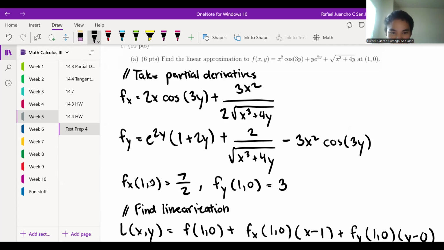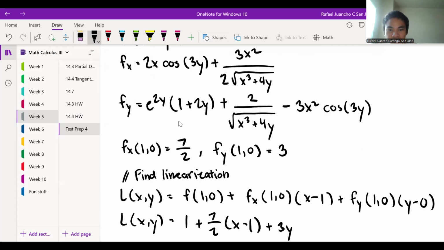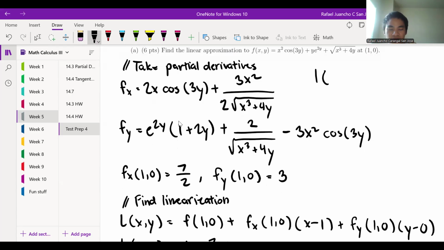Now here, this is going to be different. E to the 2y, I plug in the zeros, I get 1. Because I plug in the 0, I get 1. 1 plus 2 over something. 1 plus 0, so 1 plus 2, 3. So that's 3 minus this one. 3 times 1. That's just 3. Cosine of something. Cosine of 0. So, oh, look at that. Cosine of 0 is 1.